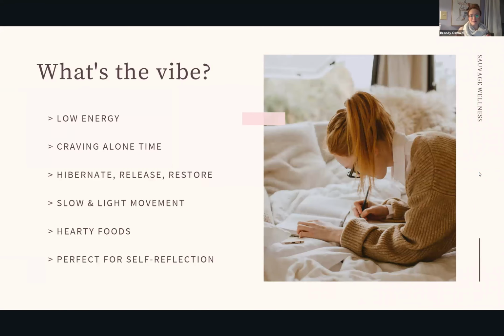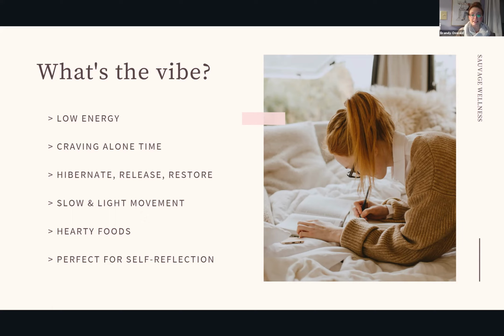So the vibe of the menstrual phase. This one tends to be the one we know the most about because it's the phase of our cycle we're most familiar with, because it tends to disrupt our life, though it doesn't need to. So the vibe of the menstrual phase is one where we have a bit lower energy than other phases of the month. We're craving alone time. We really like to hibernate, to release, and to restore during this time.